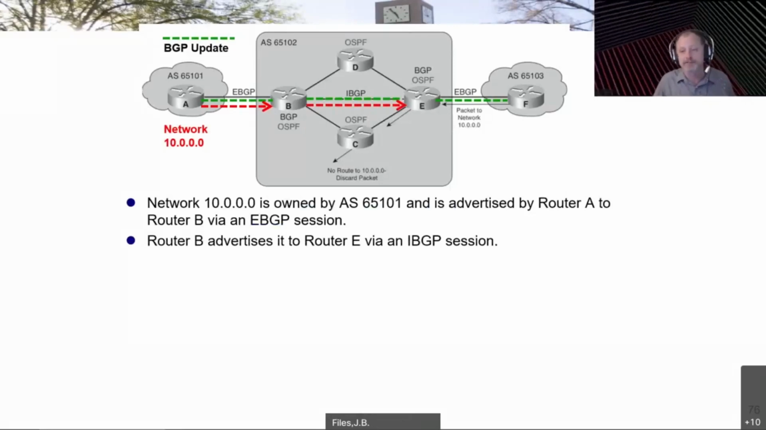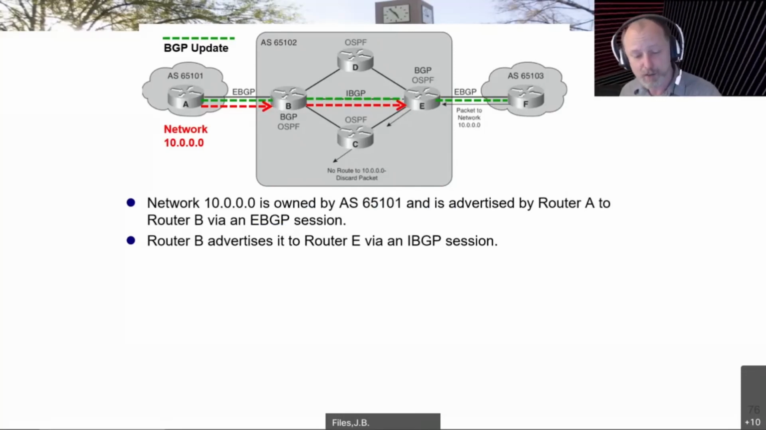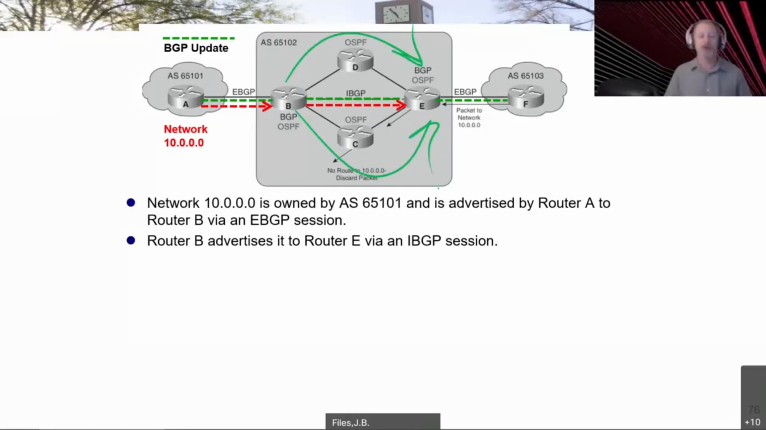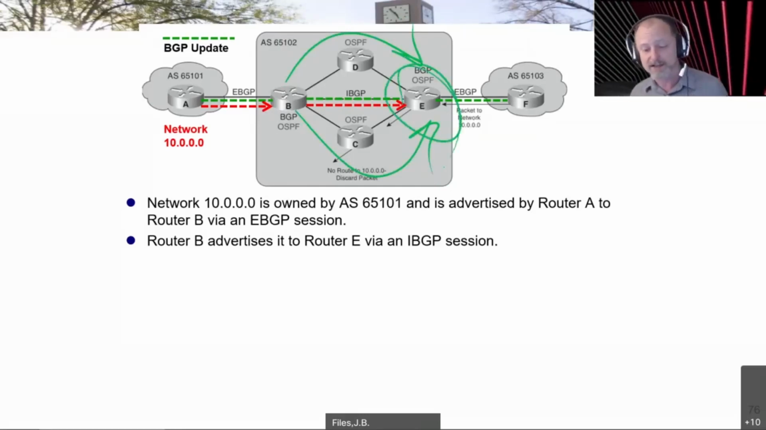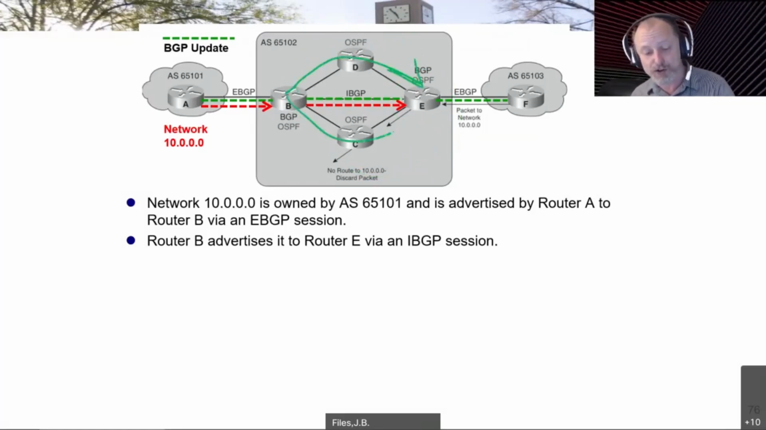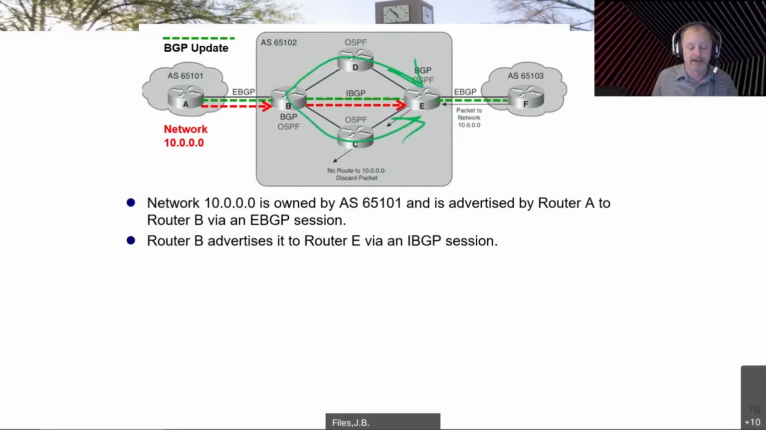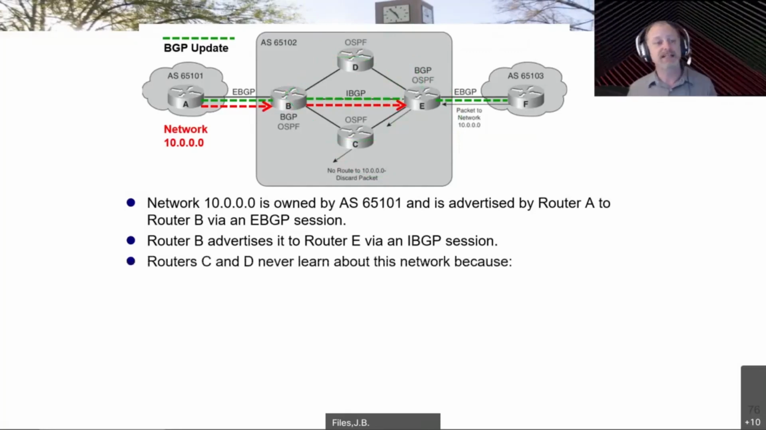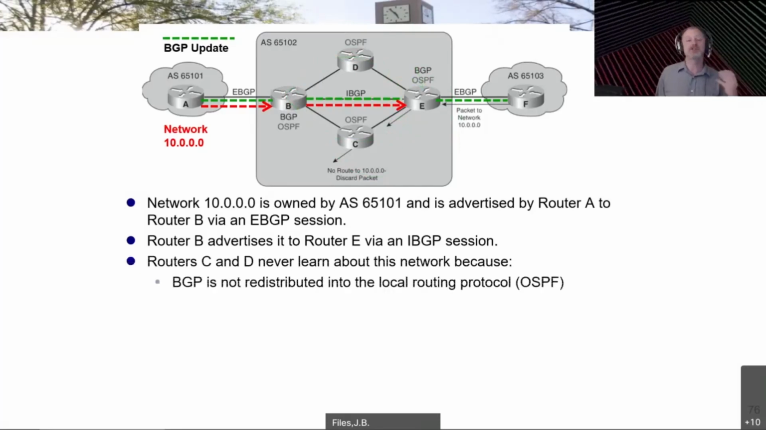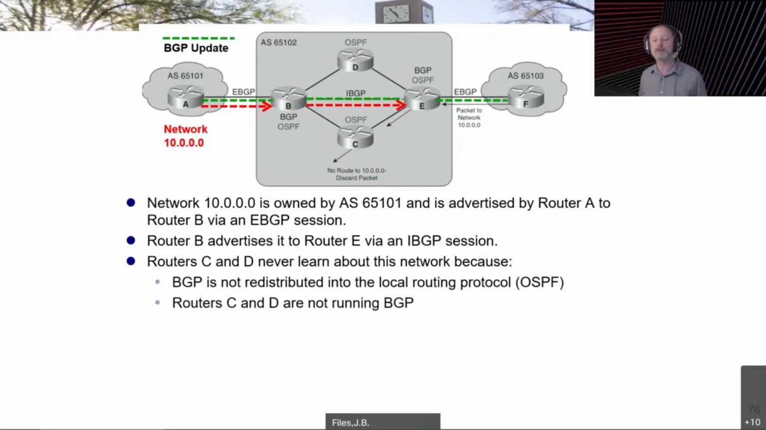So that works, okay? The TCP segment is able to get there because we're going to use our interior routing protocol, and that advertisement is going to go one of two ways, but it's going to get to E. Of course that TCP segment is passing through C or D, but they're not looking at the packet, they're just routing it. So C and D never learn about the 10 dot network because BGP is not being redistributed into OSPF, and that's all they're running. C and D are not running BGP.